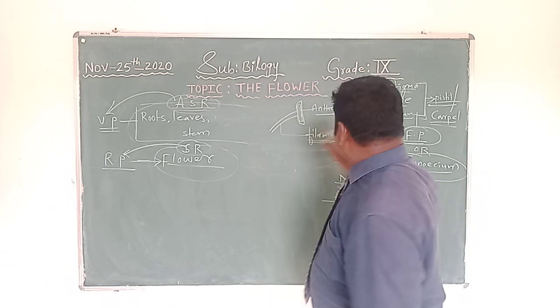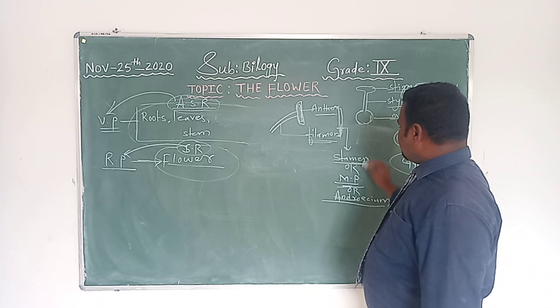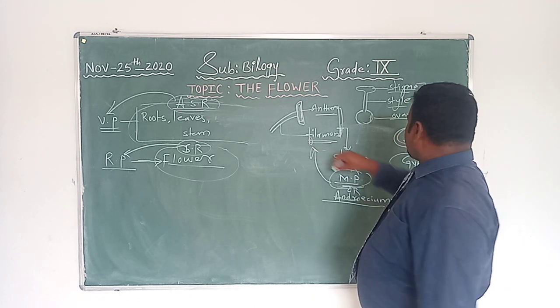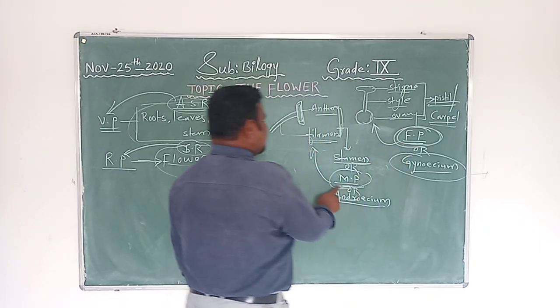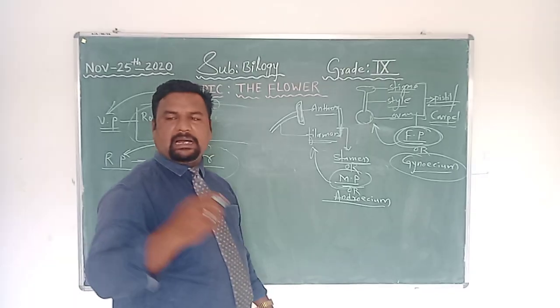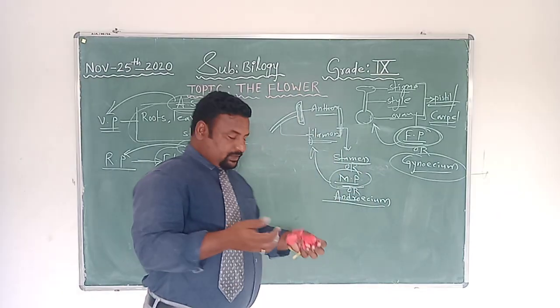Based on this, now we have come to know that this is a female part of the flower and this is a male part of the flower. See how the female part and how the male part, what are the further parts it is composed of? We are well aware of that. We know that, is it?